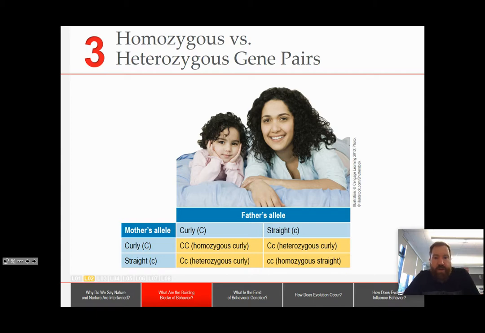She could have heterozygous curly hair, which means that she could have a child with straight hair, depending on who the father of her child would be.